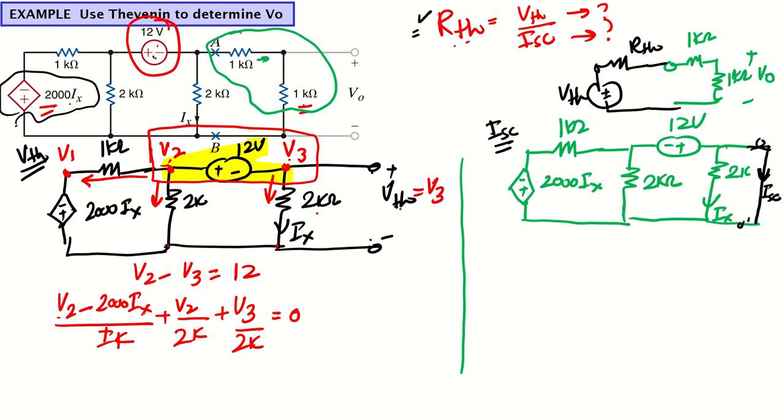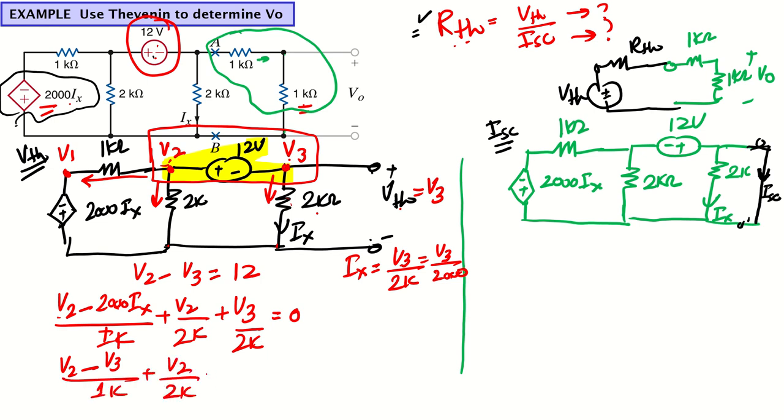Basically Ix is the current flowing through this one, right? So what is Ix, the dependent variable here? That is basically V3 divided by 2K, right? So we can put that here. So how will the equation look? V2 minus 2000, the 2000 will be cancelled, so I have V3 divided by 1K. Then I have V2 divided by 2K. Then I have V3 divided by 2K is equal to 0, right?